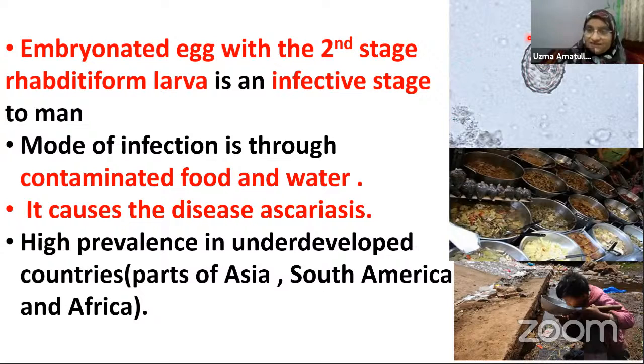Now, here you see this one is the second stage rhabditiform larva, the upper picture. Here you see the contaminated food, how the vendors keep the food open, and along with the dust particles, many microorganisms and the eggs of these worms fall onto the food and then we consume that. Children usually find this food attractive. They don't eat the food which is cooked at home. They want these vendors' food, the food which is sold outside, open like this.